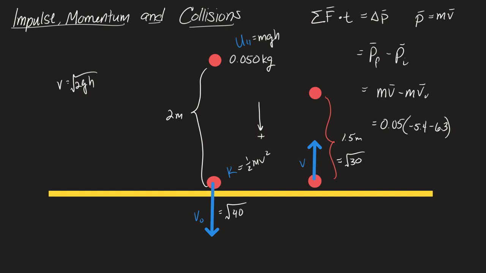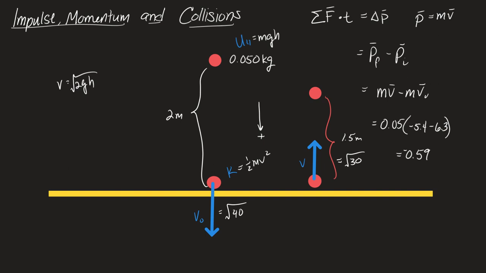Is that what we got? Any question about this? So I got negative 0.59. Is that what you guys got? That's what I got. Is that what you got? Is that a yes or a no? I mean, make sure my arithmetic is right, but it's not a very big impulse.